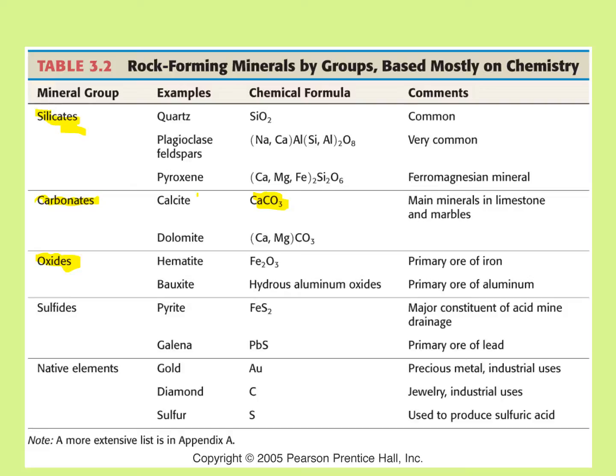Also in oxides we have bauxite, which is a hydrous aluminum oxide and a major ore of aluminum, so it's worth noting that bauxite is an oxide. Next category is sulfides. Examples of sulfides would be pyrite, also known as fool's gold, or galena. Each of those can be an ore of the metallic atom that is contained in a sulfide.